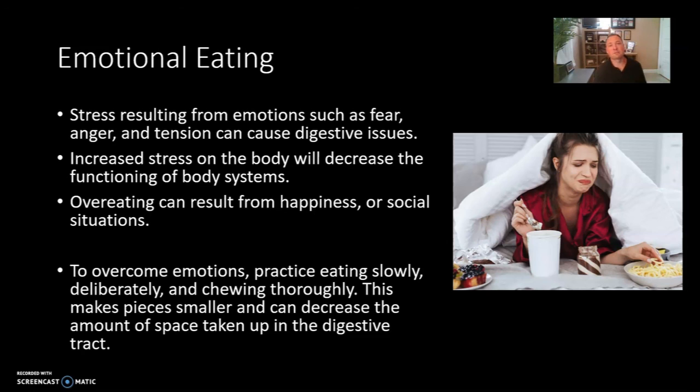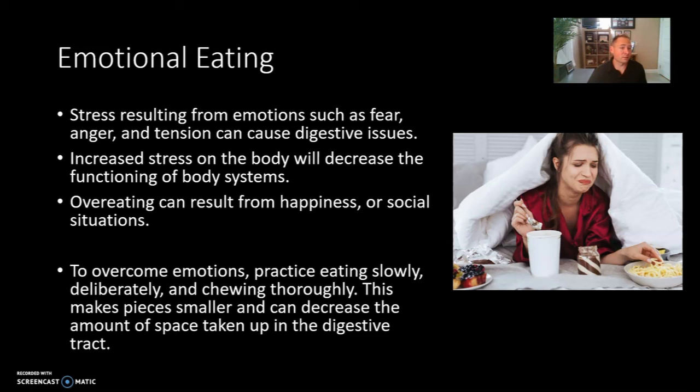Emotional eating. This happens all the time. Stress eating. Stress resulting from emotions such as fear, anger, tension, they can cause digestive issues. Increased stress on the body actually decreases the functioning of other body systems. So if you're in constant stress, your digestive system may not work properly because your body is working on your fight or flight system to handle that stress. So your energy helping your digestive system has been removed.